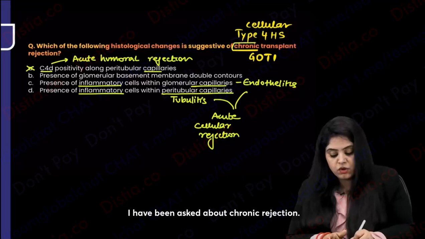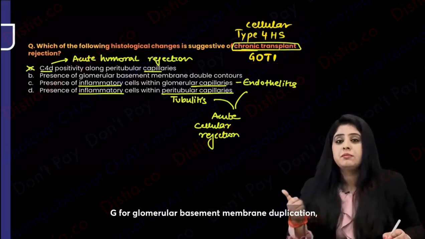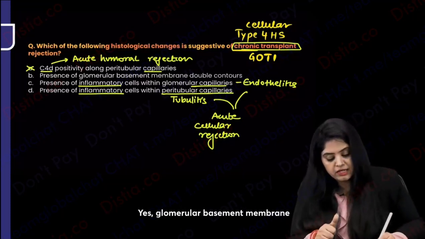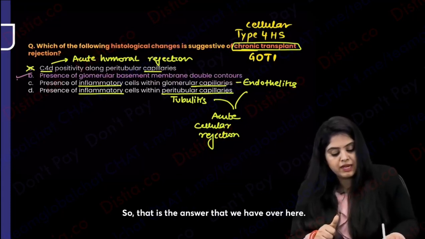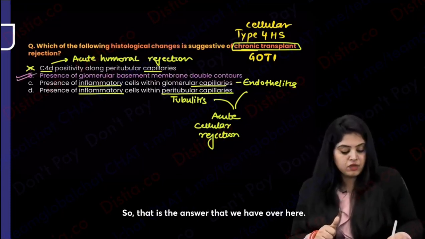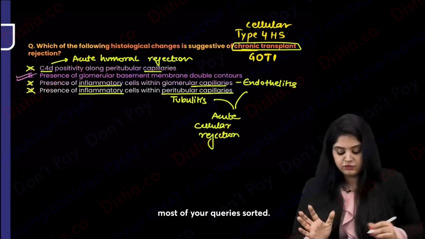I have been asked about chronic rejection. Chronic rejection is GOTY. G for glomerular basement membrane duplication. Do I have that option? Yes. Glomerular basement membrane duplication means double contour. So that is the answer that we have over here. All the others are ruled out. So if you know that one table, most of your query is sorted.